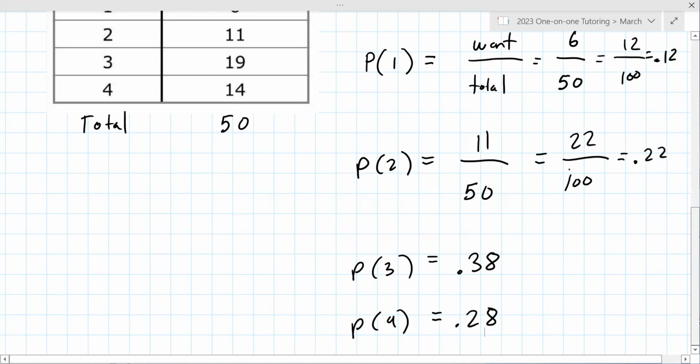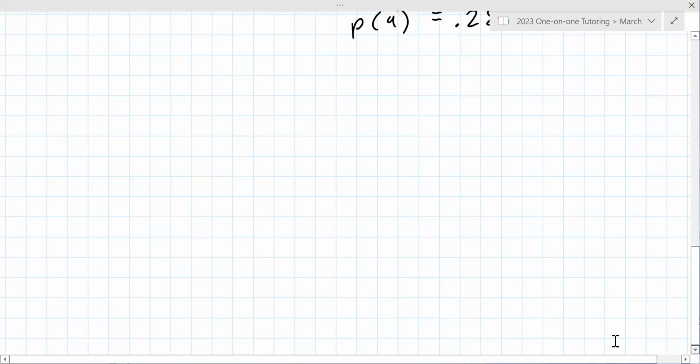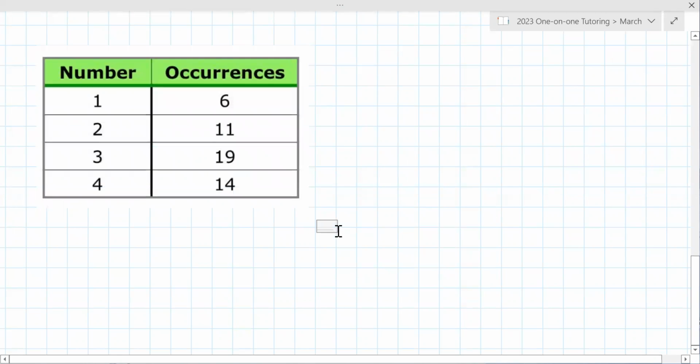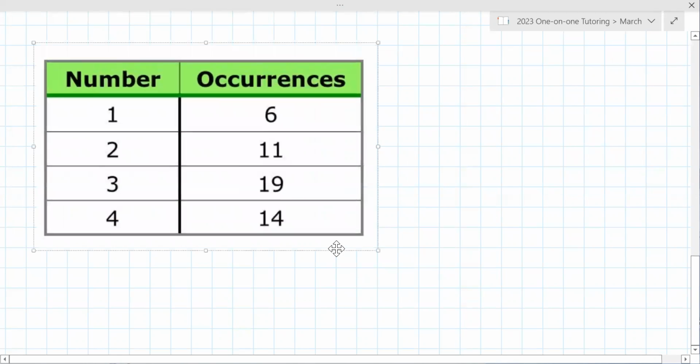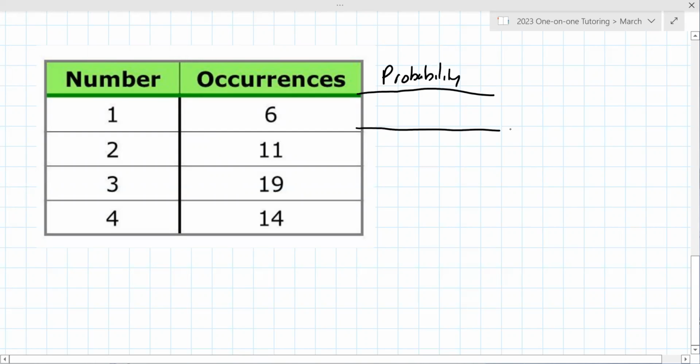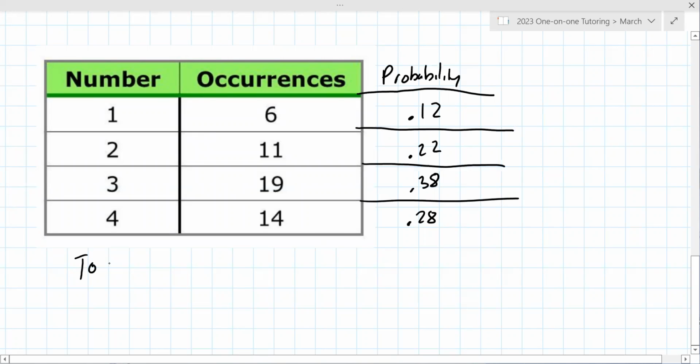All right, now here's what I'm going to do. I'm going to rewrite the table, snip it in actually, and then I'm going to add the probabilities to the table. These are the numbers you just found: 0.12, 0.22, 0.38, 0.28, and we had a total going here, so let's keep that going. What is the total of the probabilities?